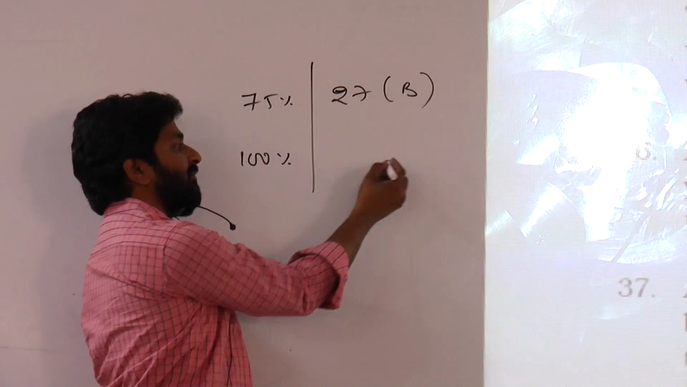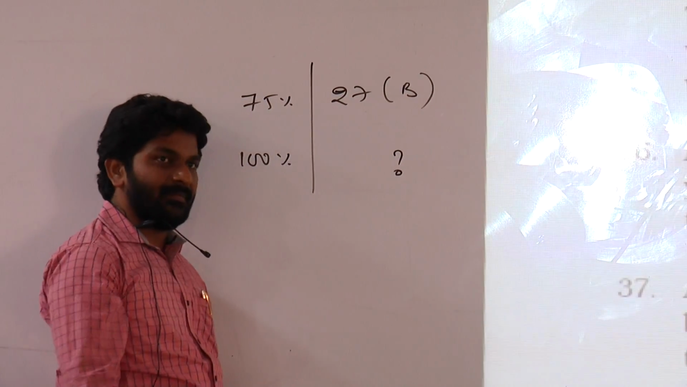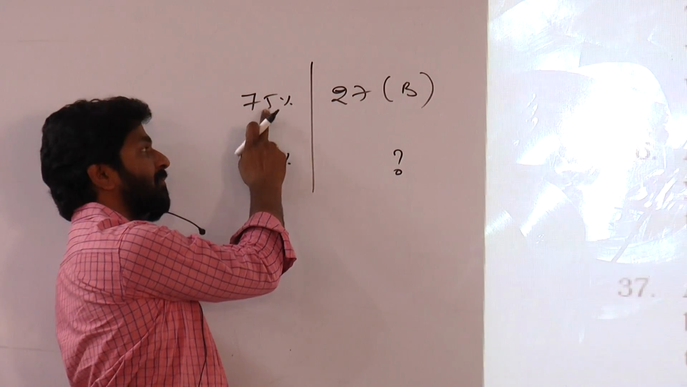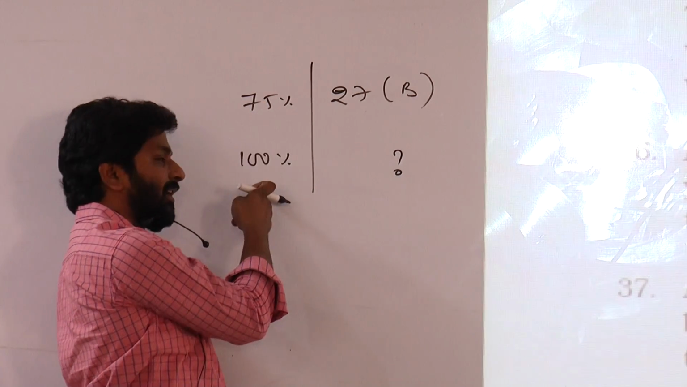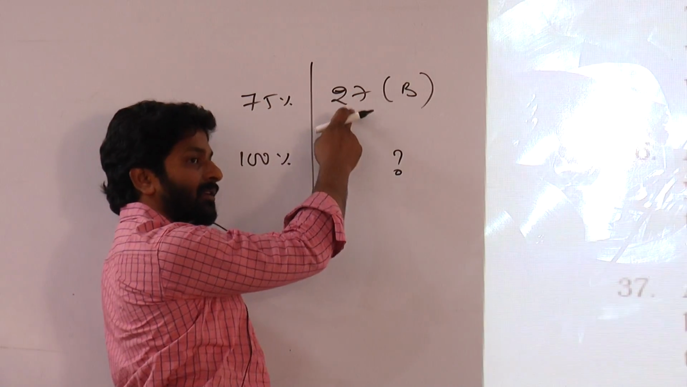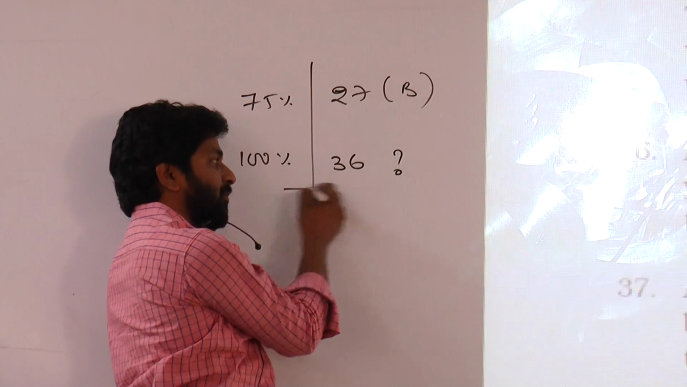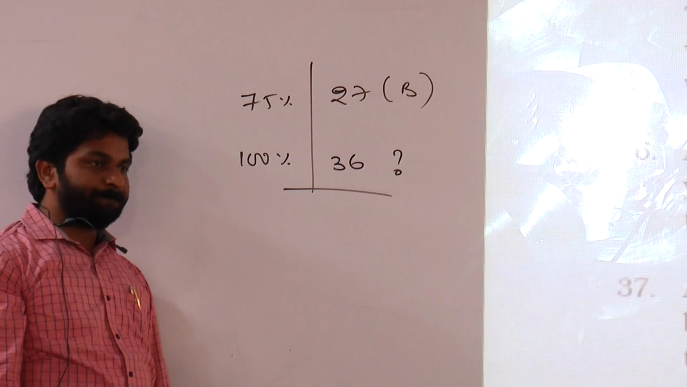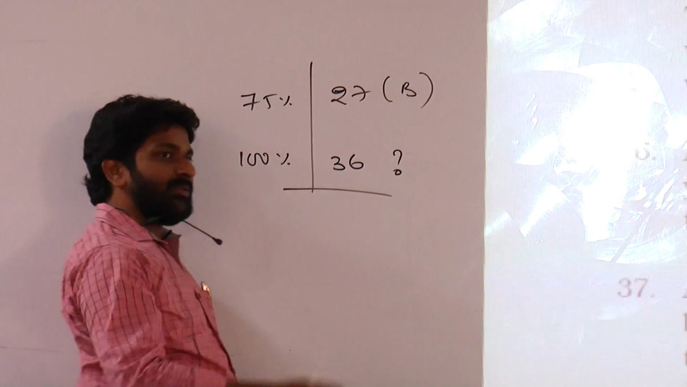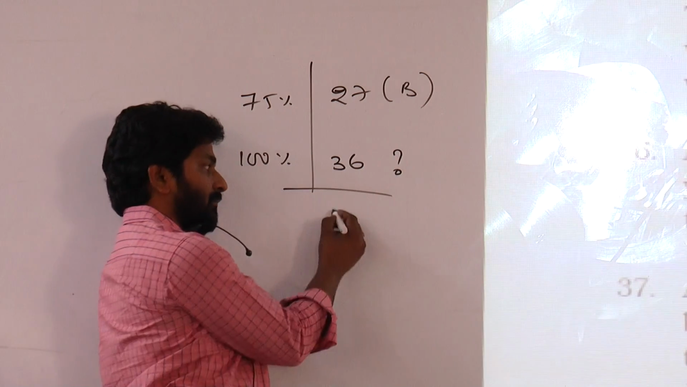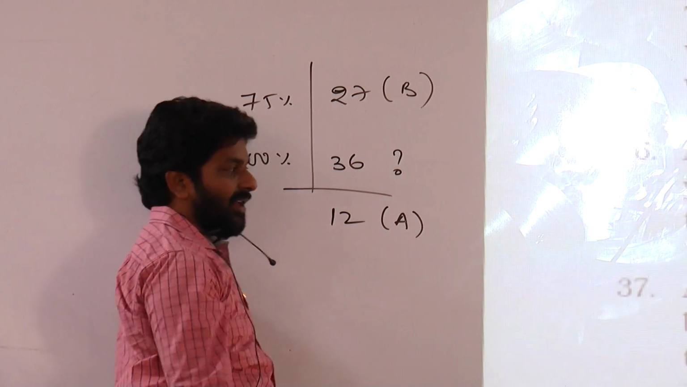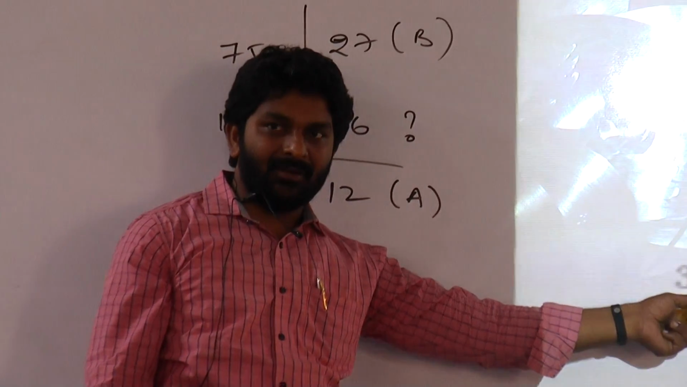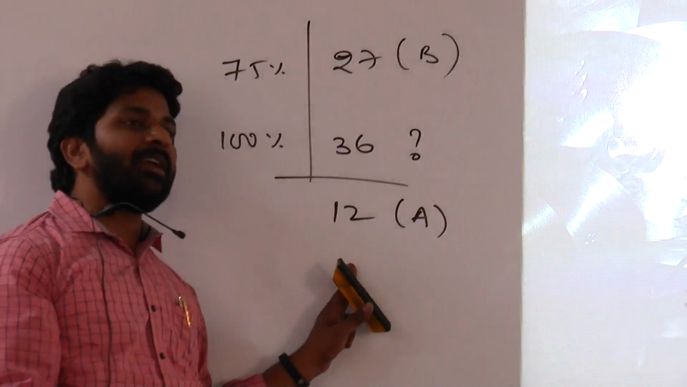To complete 100% of the work, time taken by B is... You need to add 1/3 of this number. 1/3 of this number, 25. If you add 25, you will get 100. 1/3 of this number, 9. 27 plus 9, 36. So B can complete the total work in 36 days. A can complete this work in 12 days because A is 3 times as efficient as B, right? Yes or no? So he will take 1/3 of the time taken by B.